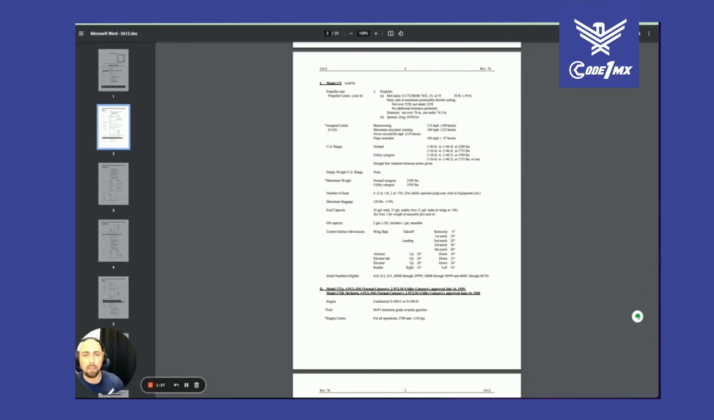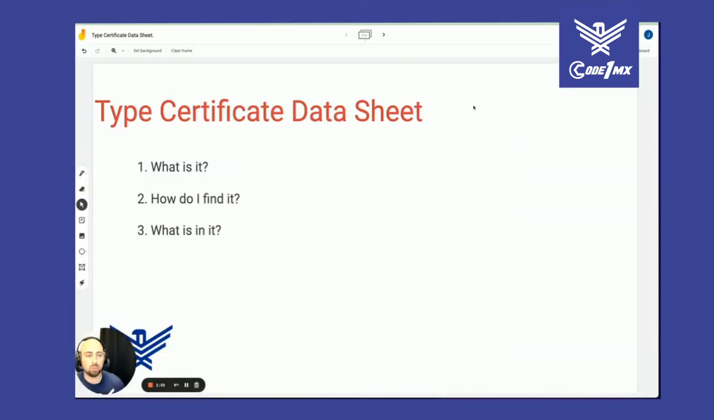So this is some of the most important information you will need when you're doing any kind of maintenance.